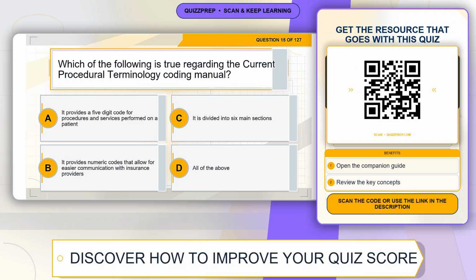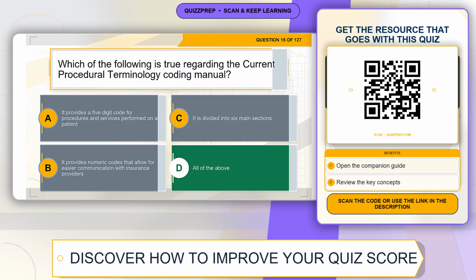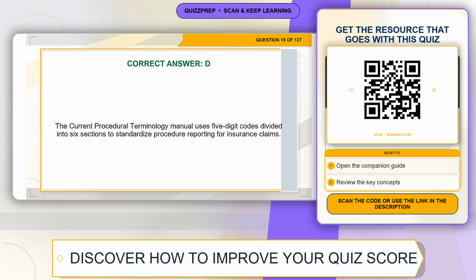Option B, it provides numeric codes that allow for easier communication with insurance providers. Option C, it is divided into 6 main sections. Option D, all of the above. The correct answer is option D, all of the above. Explanation. The current procedural terminology manual uses 5-digit codes divided into 6 sections to standardize procedure reporting for insurance claims.